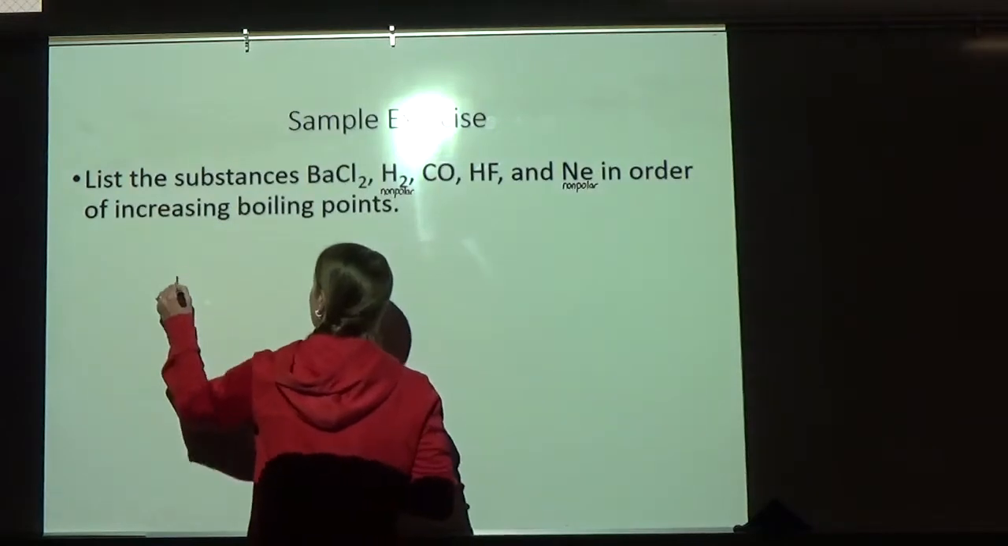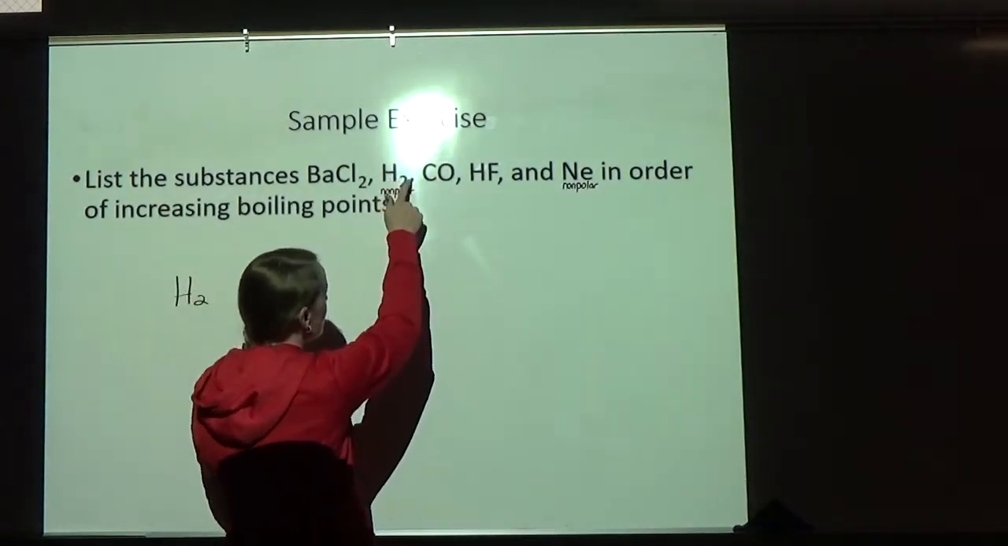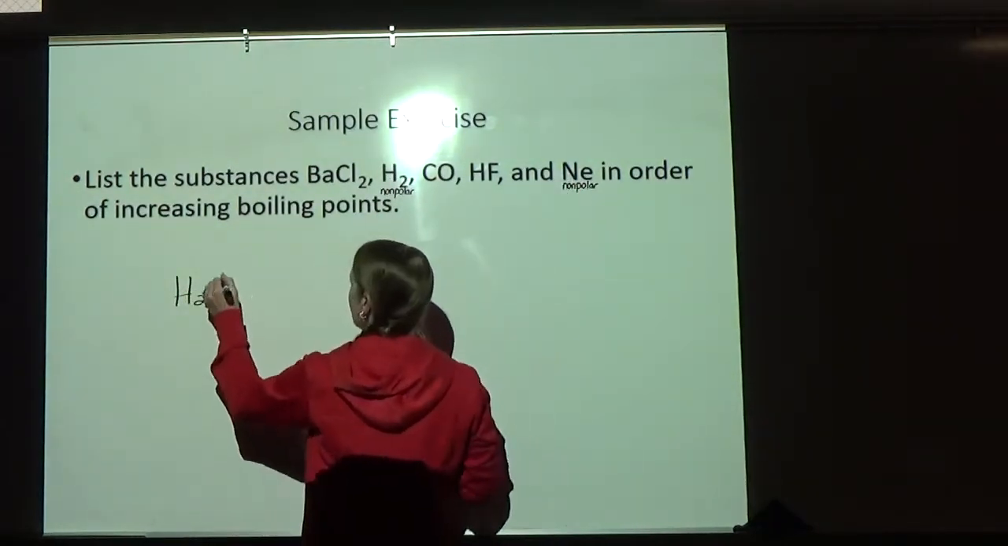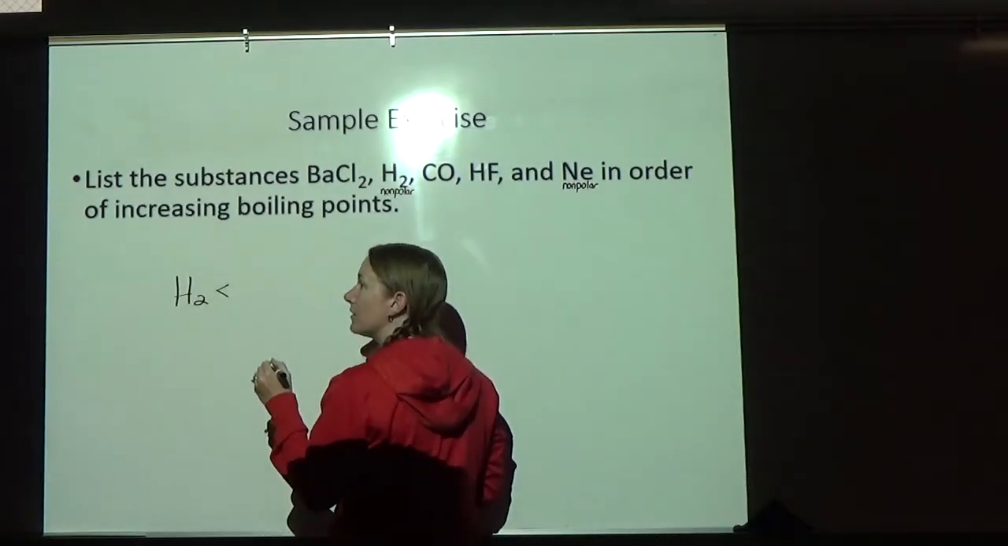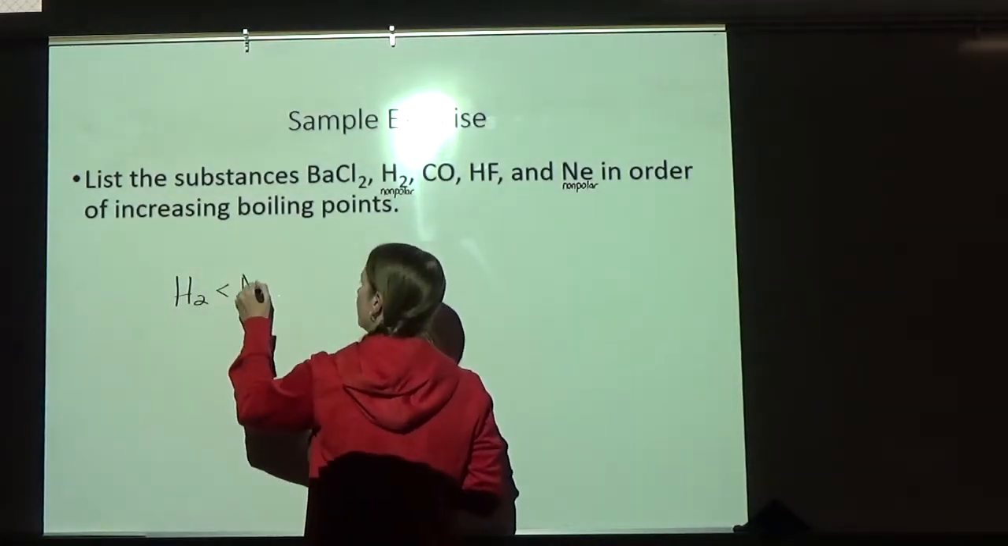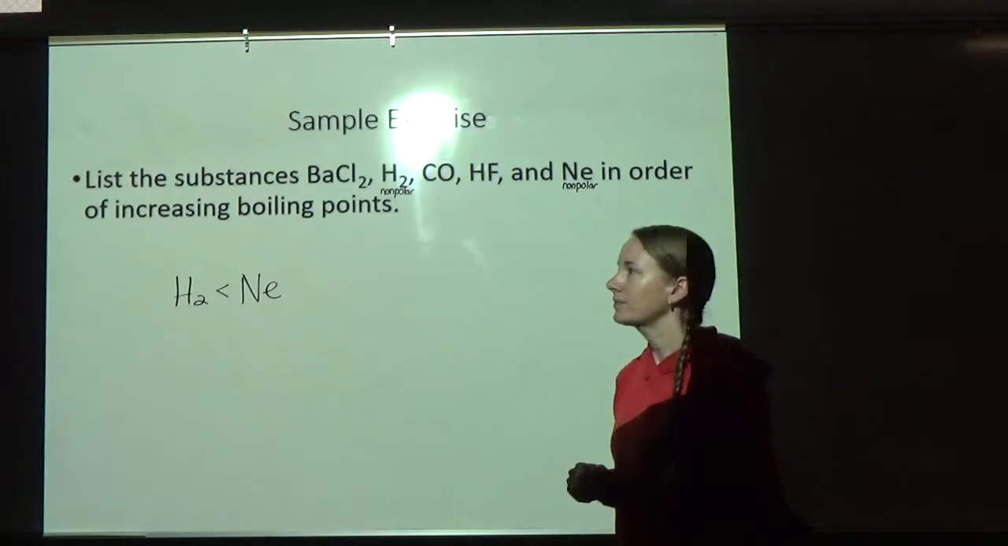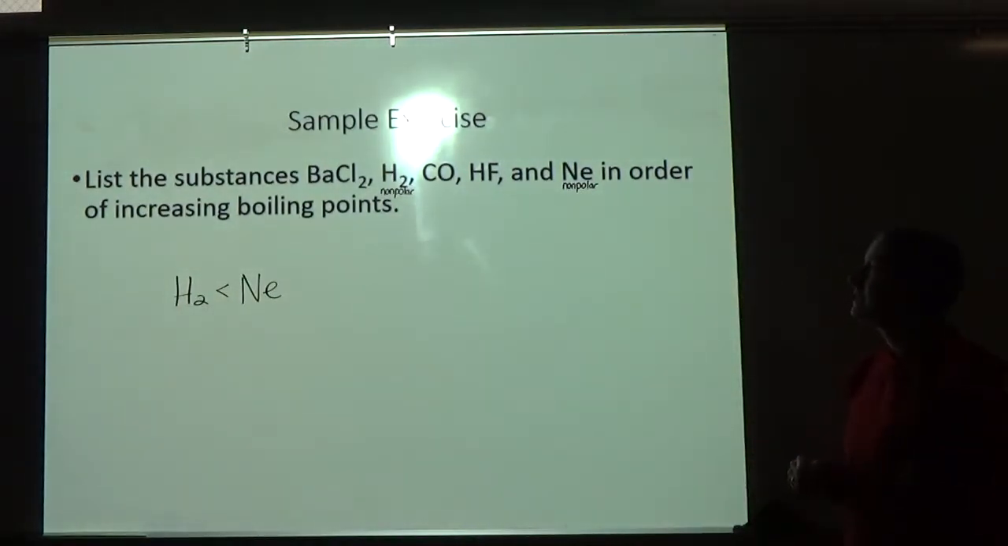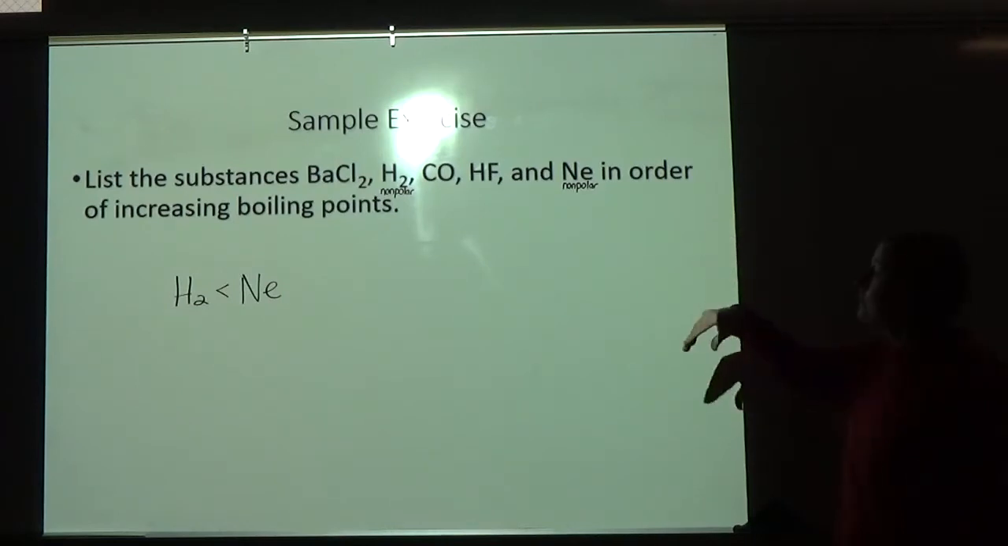So H2 only has a molar mass of 2 because H is 1 times 2. Ne, on the other hand, has a molar mass of about 10. I'm sorry, just kidding. It has a molar mass of about 20. It has an atomic number of 10.